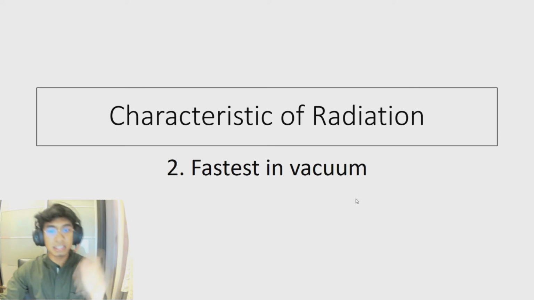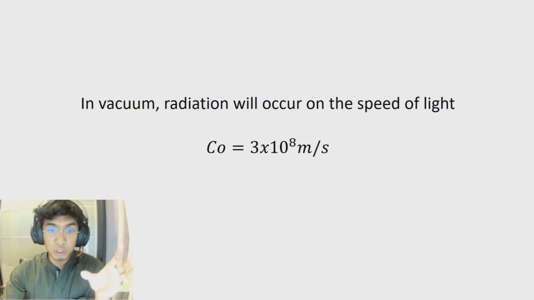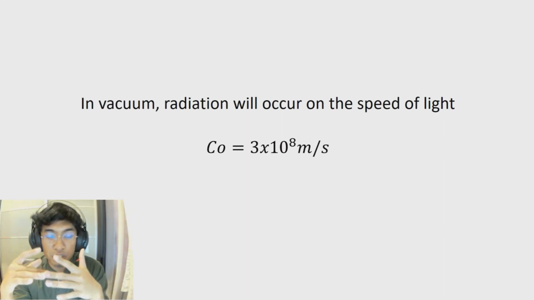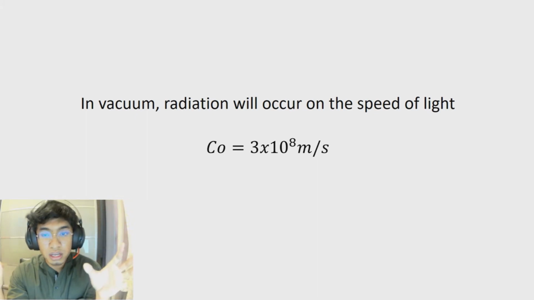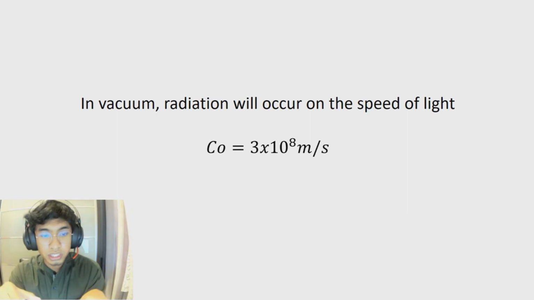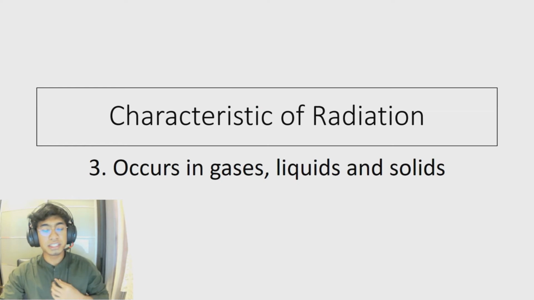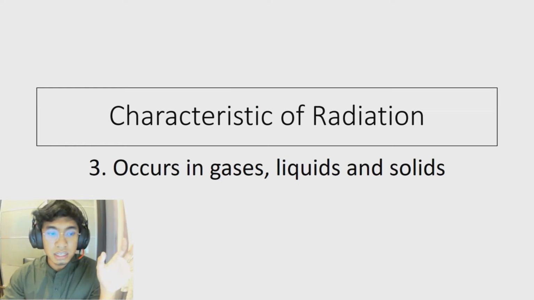Okay, next, the characteristic of radiation that we need to know is that it is fastest in the vacuum. What I mean by that is, in vacuum, radiation will occur at the speed of light. When in vacuum, there is no molecule in the vacuum space, so radiation will occur at the speed of light, where c0, we can consider as the radiation occurring at the speed of 3 times 10 to the power of 8 meters per second. Okay, that is very fast. Next, the characteristic of radiation is that it surprisingly can occur in gas, liquid, and also solids.